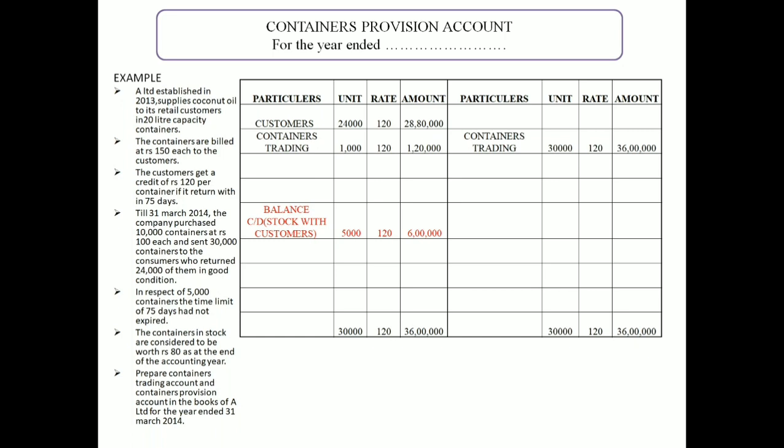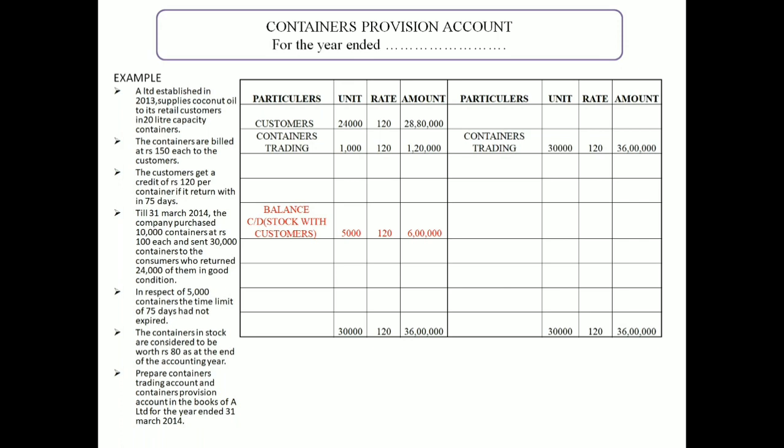Then the balance carried forward is stock with customers, that is 5,000 into the unit price, that is equal to 6 lakh. Take the difference of all these things, that is equal to 6 lakh. So this is the way you have to prepare your containers provision account. We have prepared these two accounts, containers trading account and containers provision account. Then I will show you how to make entries.